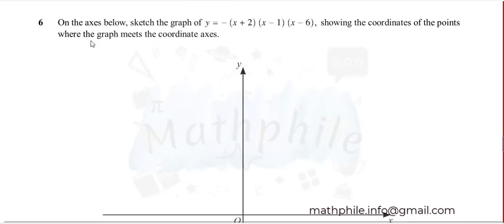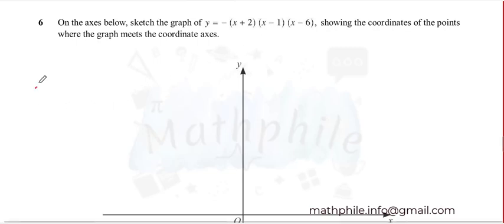Question number 6 says that on the axis below, sketch a graph of y equals negative brackets open, x plus 2 brackets closed, x minus 1, and x minus 6, showing the coordinates of the points where the graph meets the coordinate axis. Basically, you have to find the x and y intercepts. As simple as that.